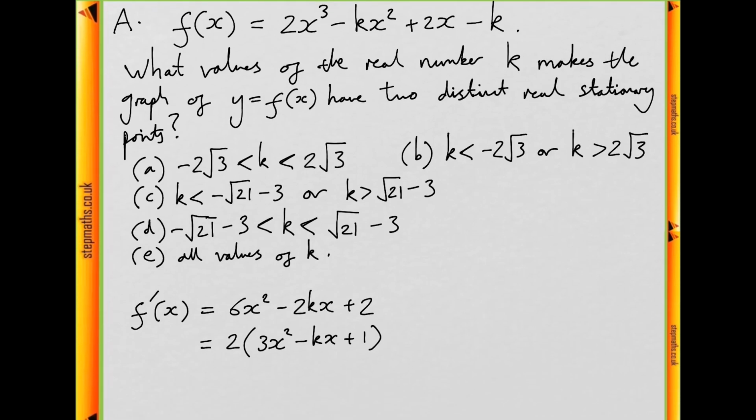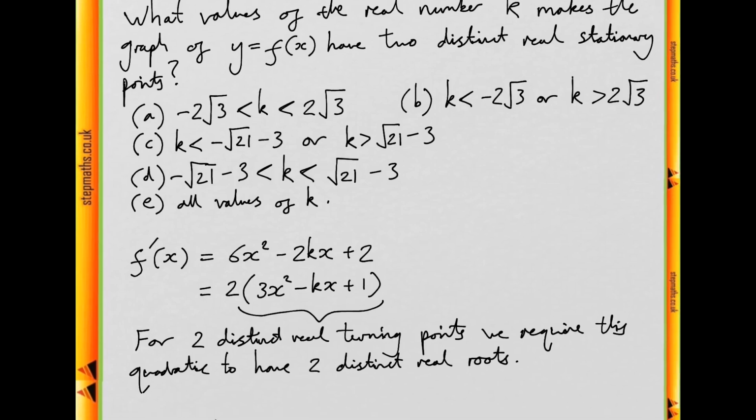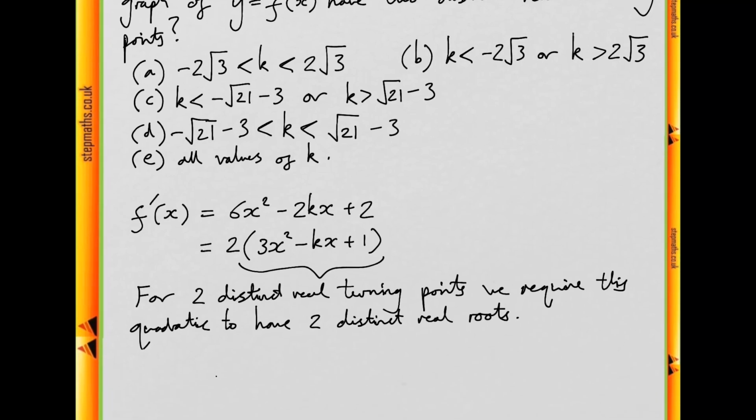So, what does it mean for that to be the case, looking at this quadratic? For two distinct real turning points, we require the quadratic to have two distinct real roots, as I said. How would this be the case? We look at its discriminant. And we need the discriminant to be positive, strictly. If it's 0, then we would have one repeated root. But if we need two distinct turning points, we need the discriminant to be positive.